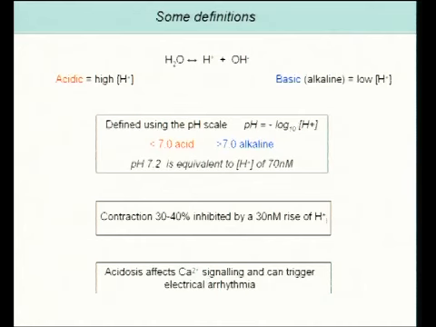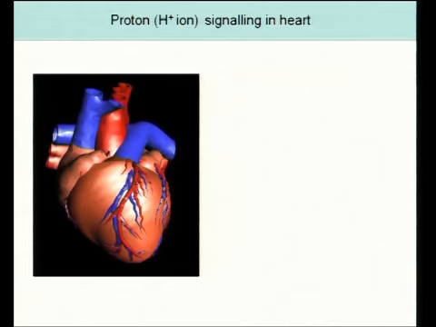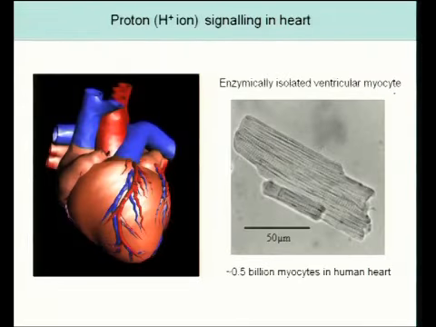And we now know the reason for this. It's principally because hydrogen ions prevent the binding of calcium to troponin C and hence prevent myofilament interaction. And of course, we now also know that acidosis affects calcium signaling and can trigger electrical arrhythmia. So this is a fundamental system which lays the foundation for the efficient function of all the other systems that are operating within the cardiac cell.